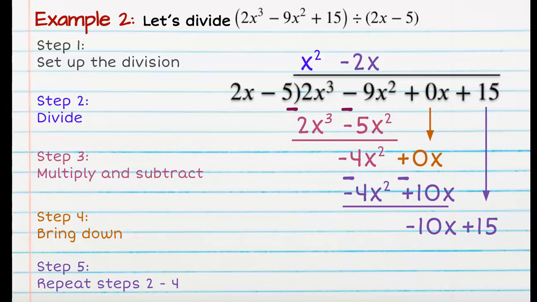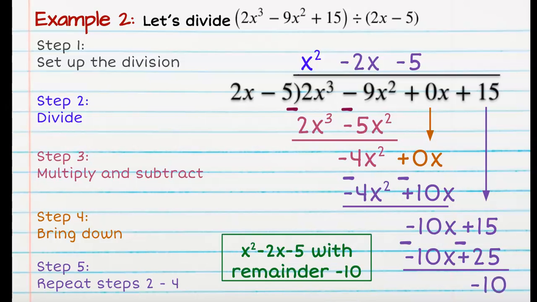Bring down the 15 and continue the process one more time. So negative 10x divided by 2x is negative 5. So now we multiply. 2x multiply negative 5, and negative 5 multiply negative 5. One last subtraction. The negative 10x's cancel, and 15 minus 25 is negative 10. So our result is x squared minus 2x minus 5 with a remainder of negative 10.